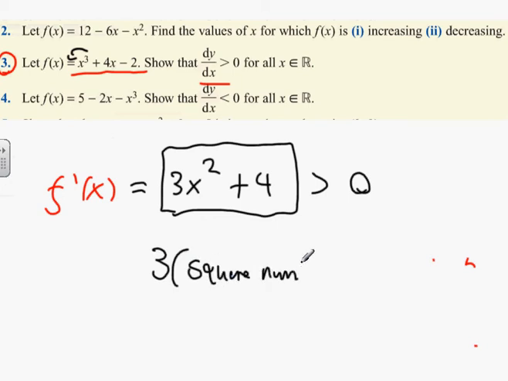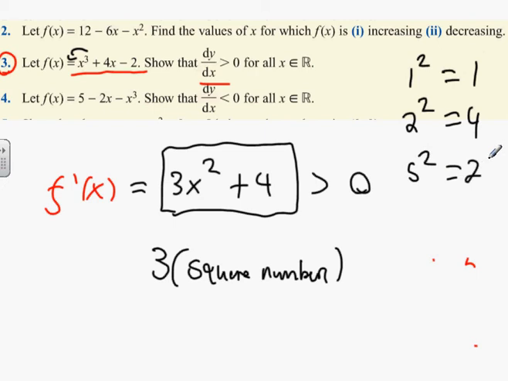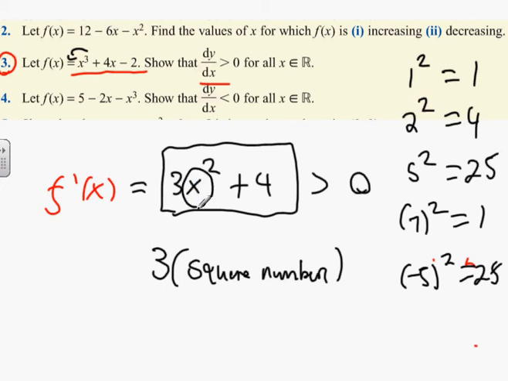A square number means that, for example, 1 squared is 1, 2 squared is 4, 5 squared is 25. If you take a negative number, minus 1 squared is 1, minus 5 squared is plus 25. No matter what type of number you put in for x, whether it's positive or negative, it's guaranteed to be positive, above 0. And the 4 is also guaranteed to be above 0. So hence, you have to say 3 times a square number.